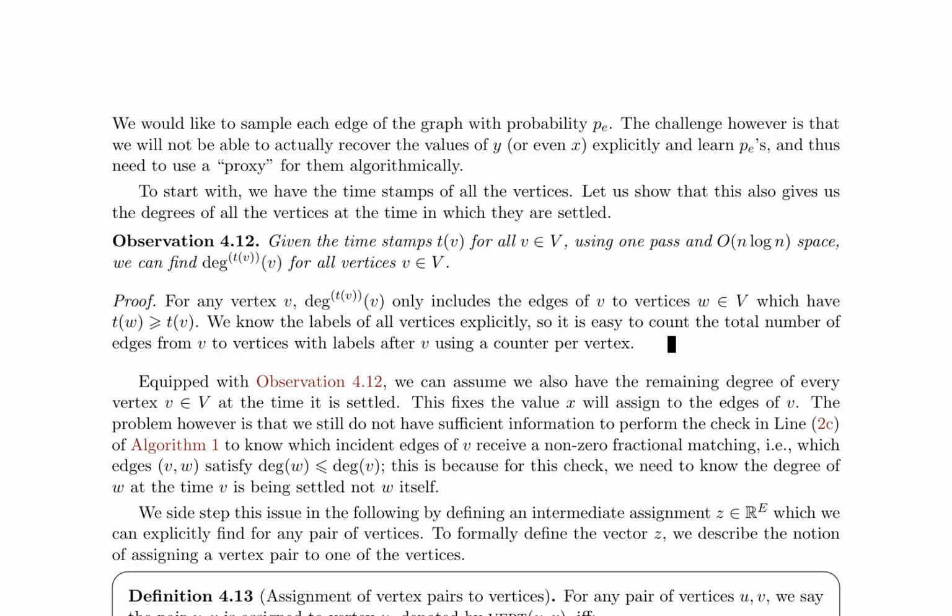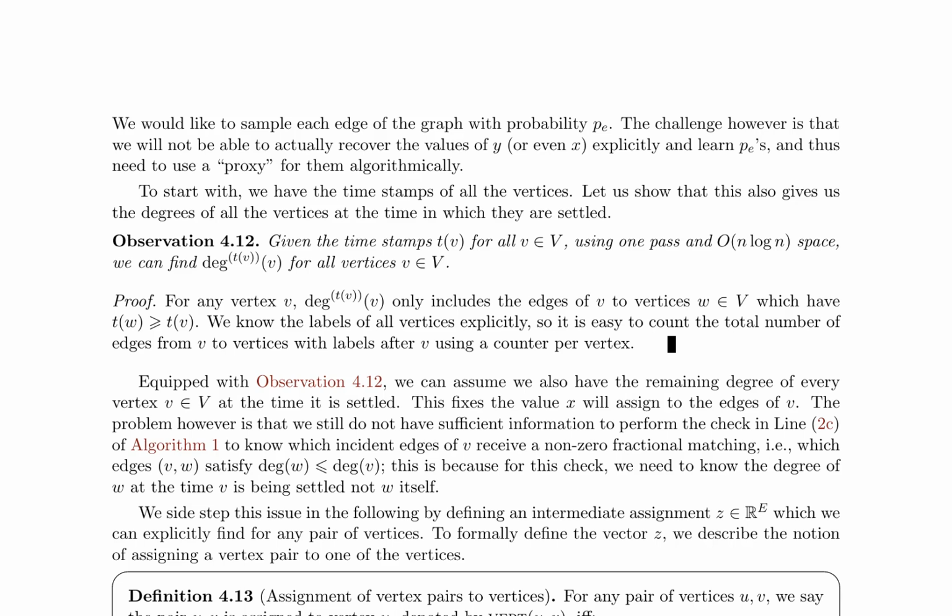The authors aim to sample each edge of the graph with probability p_e, but face the challenge of not being able to recover the values of y, or even x, explicitly and learn p_e. To address this, they use a proxy for them algorithmically. They start by utilizing the timestamps of all vertices to find the degrees of all vertices at the time they are settled, as stated in observation 4.12.